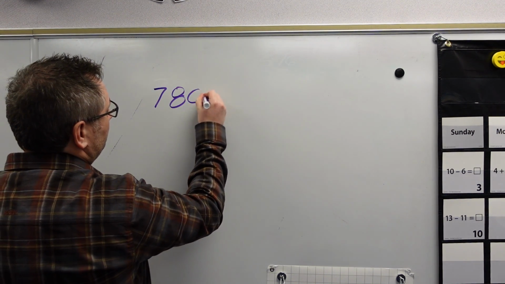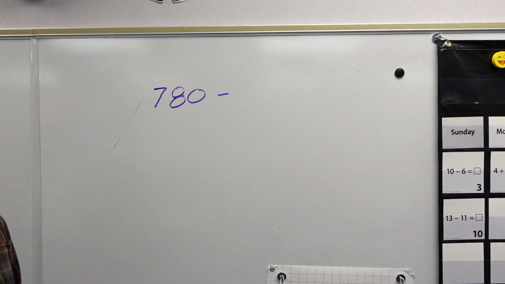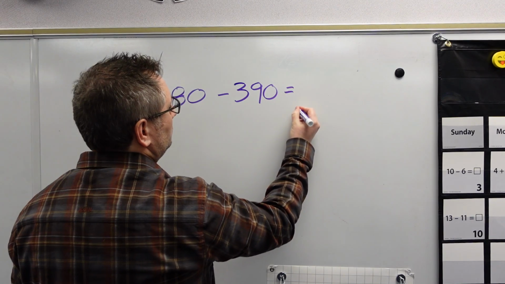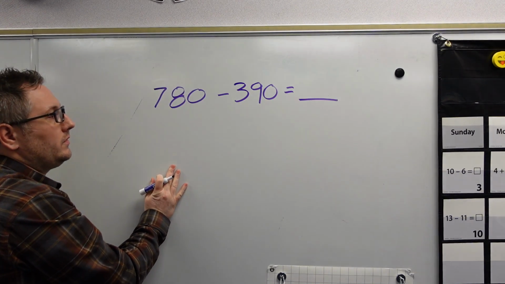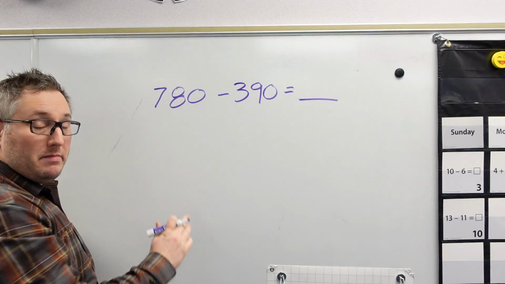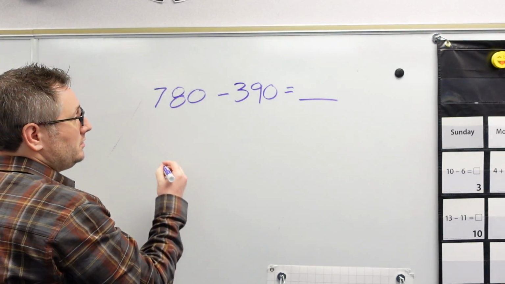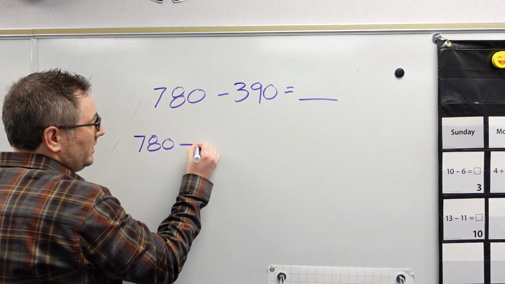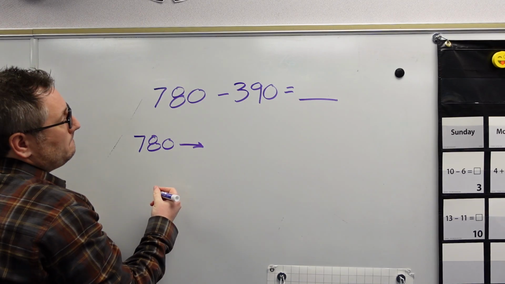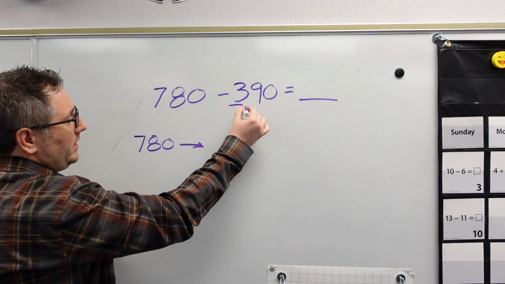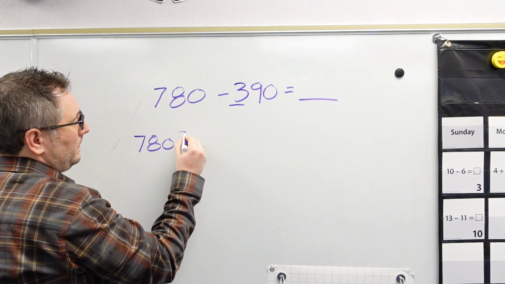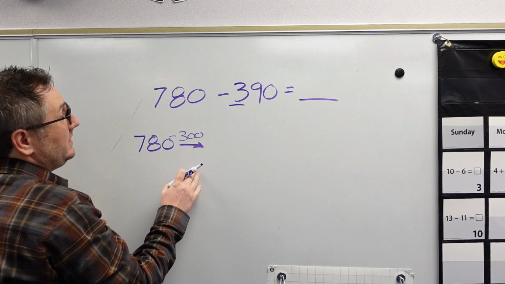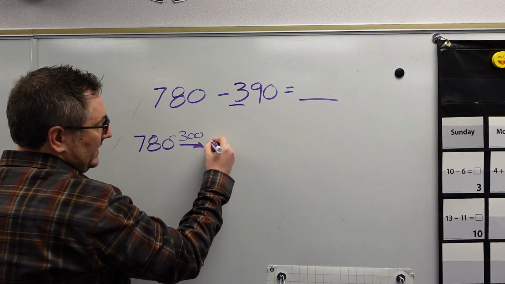780 minus 390. There's many different ways to get the same solution. I'm going to start with my number 780, then draw an arrow. I bet I can take away 300 from 780. 780 minus 300 is 480.